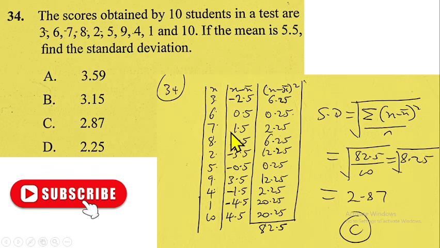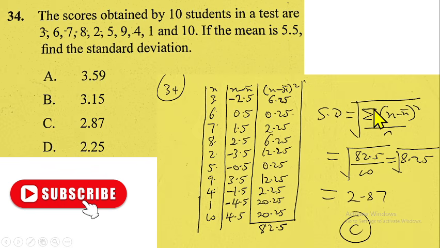7 minus x bar will give us 1.5. 8 minus x bar will give us this, and so on for the rest. Then you can now square each x minus x bar so as to eliminate the minus. So if you square each element you have here, minus 2.5 squared will give us 6.25. 0.5 squared will give us 0.25. 1.5 squared will give us 2.25, and so on. If you square everything one after the other, you get this.